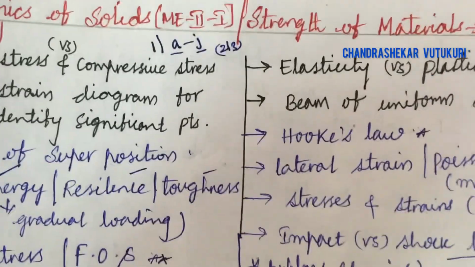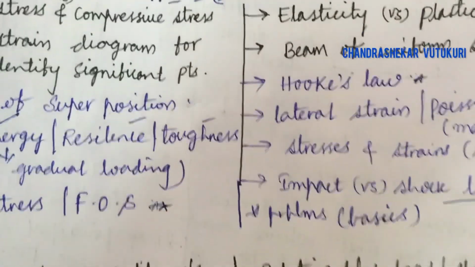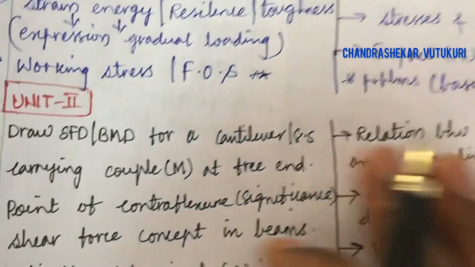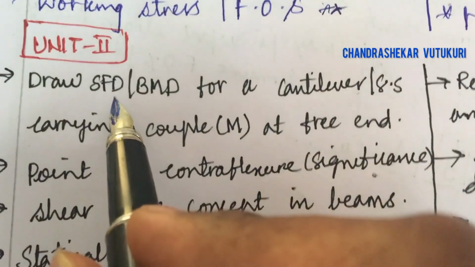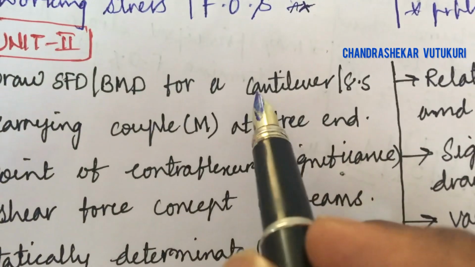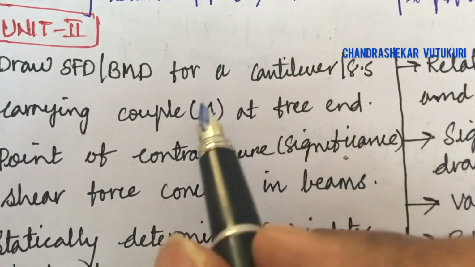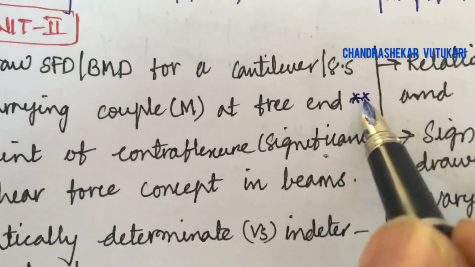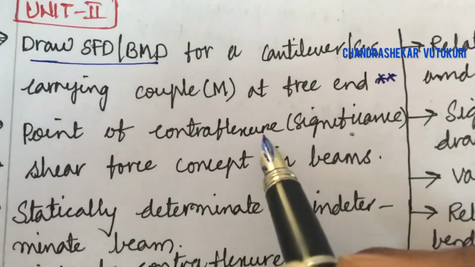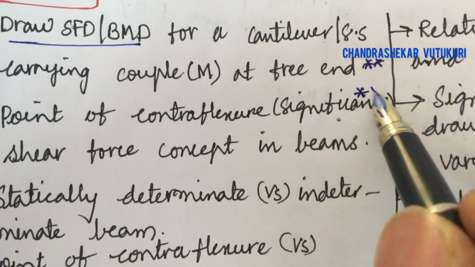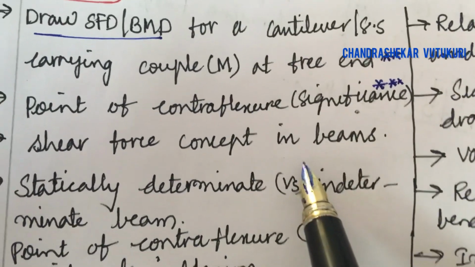From every unit you are going to get 5 marks for the short questions, and the long question is of 10 marks, dear students. Later, unit 2 is all about drawing the shear force diagram and the bending moment diagram for a cantilever and a simply supported beam carrying a couple at the free end, which is related to the shear force and bending moment. They are going to ask such questions for sure. The point of contraflexure is the topmost question, that may be short and long, and their significance.